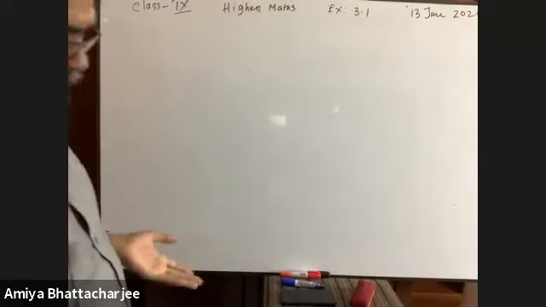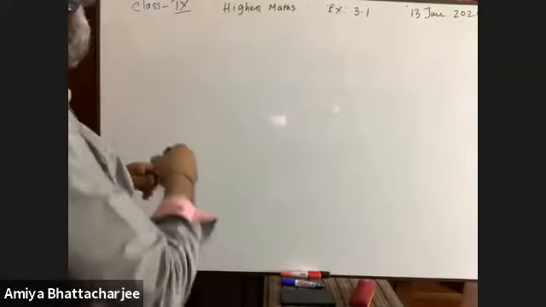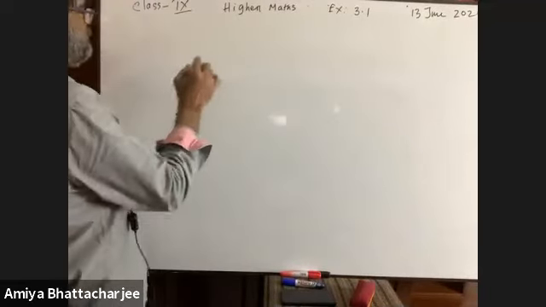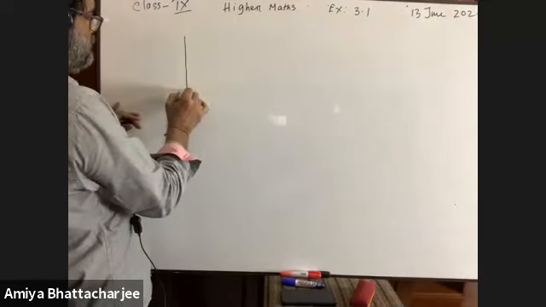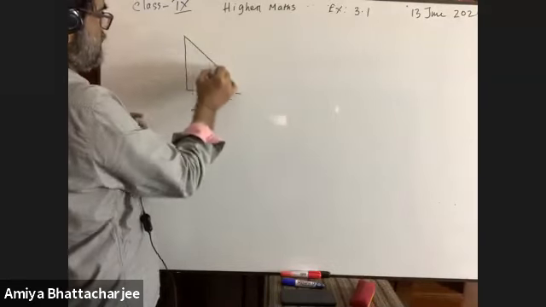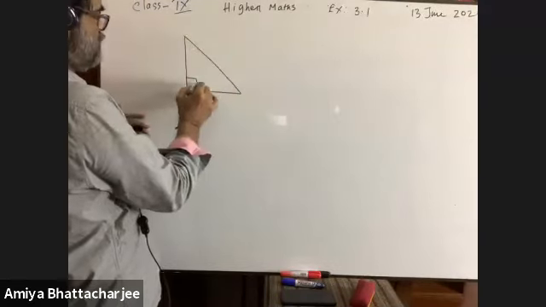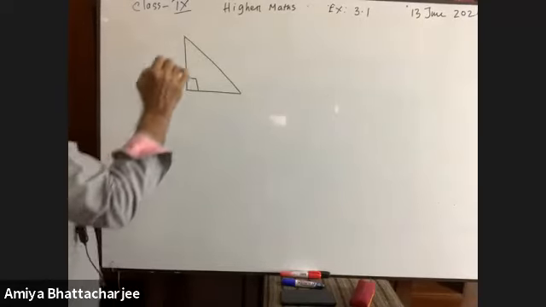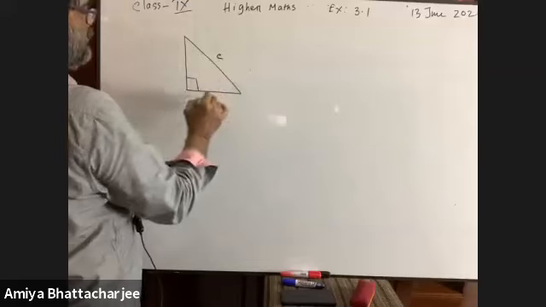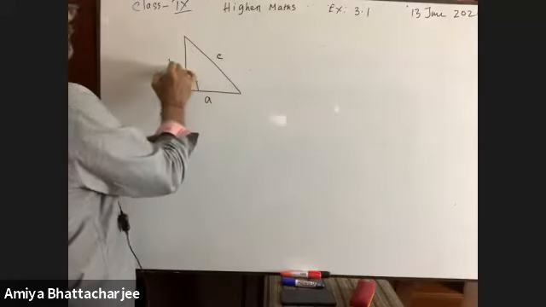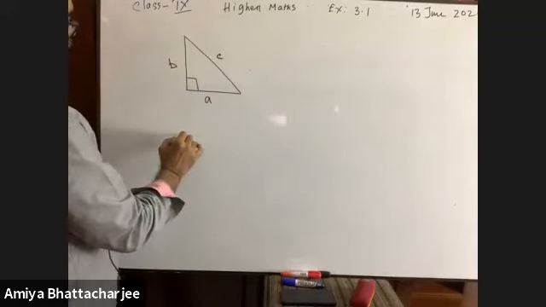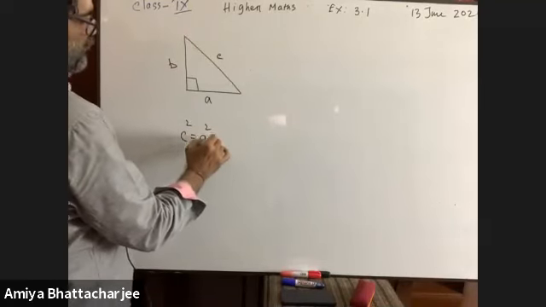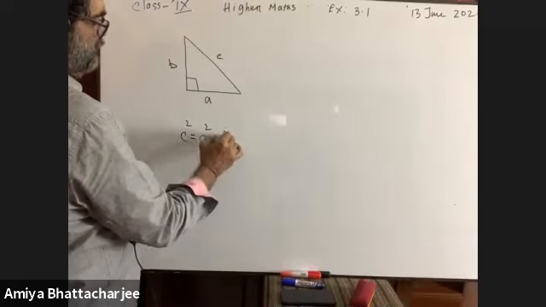Now, going to the extension of Pythagoras theorem, again, it is a right angle triangle. Please try to understand properly. What I wrote: it is C, it is A, and it is B. So C square is equal to A square plus B square. Is it?